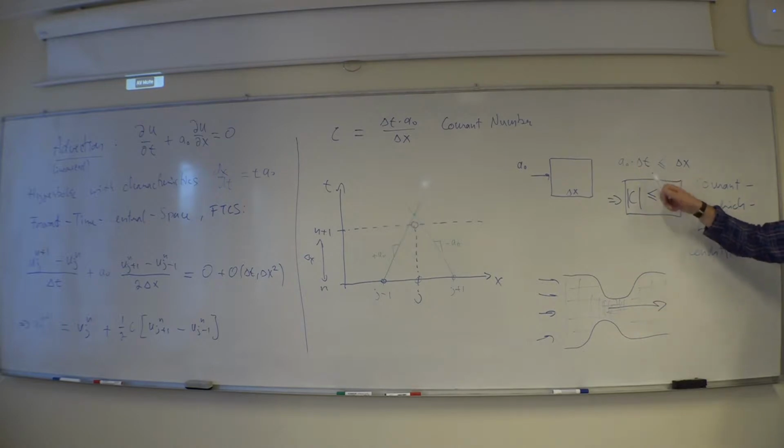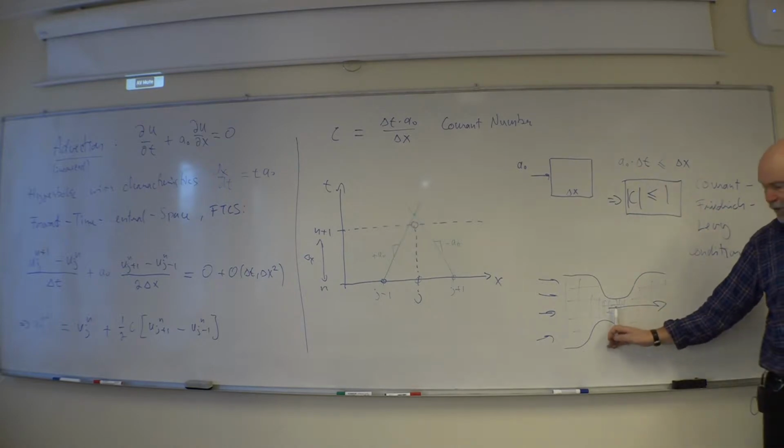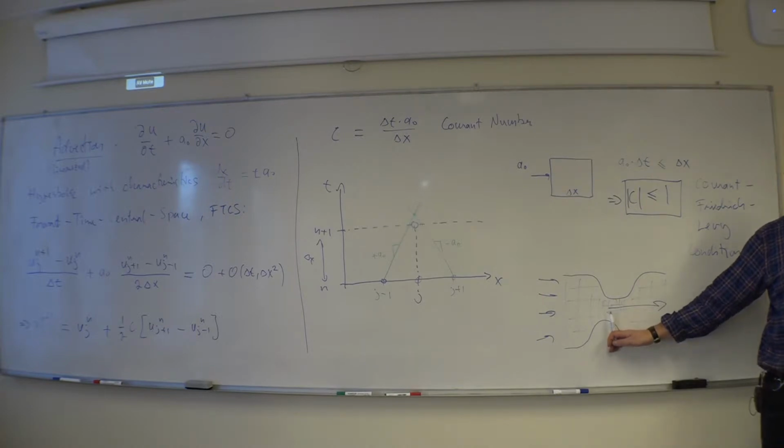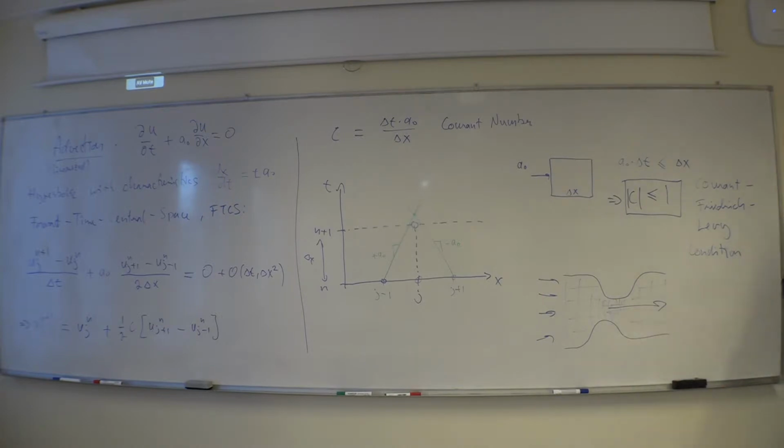Then you see the problem. You're going to have a very, very small delta t because of this region: high velocity and small delta x. That's not good, but unavoidable. You can't really help it.